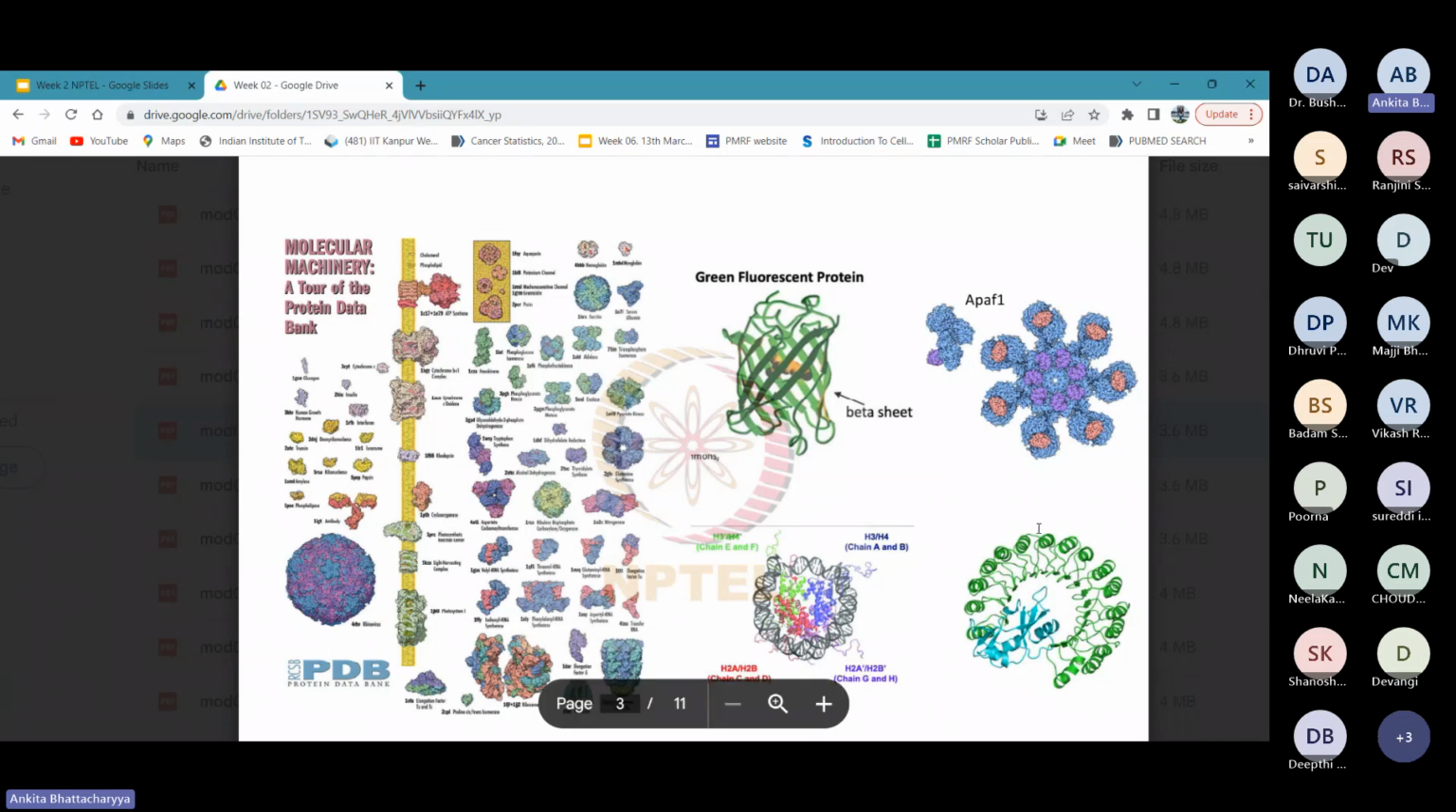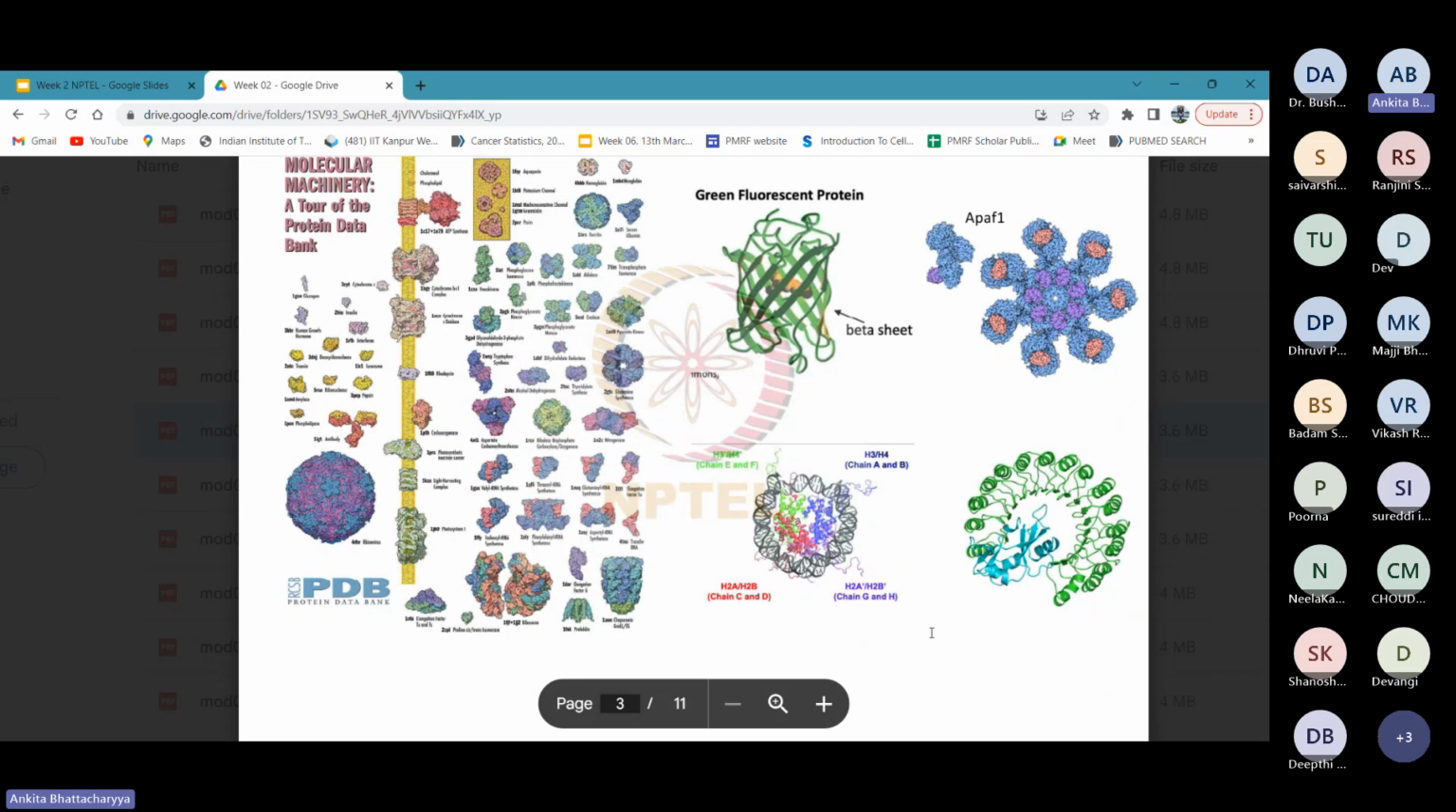Here are some examples of different ways in which proteins can fold, like here you see GFP or green fluorescent protein, which forms the beta sheet or beta barrel structure that we discussed. APF1, you can see some histones which are present. We discussed histones in the last class, where we talked about how there is an octamer, which means 8 proteins at the center, and DNA is wrapped around it. If you remember, we had an analogy of a computer mouse and the wire wrapped around it as an example.